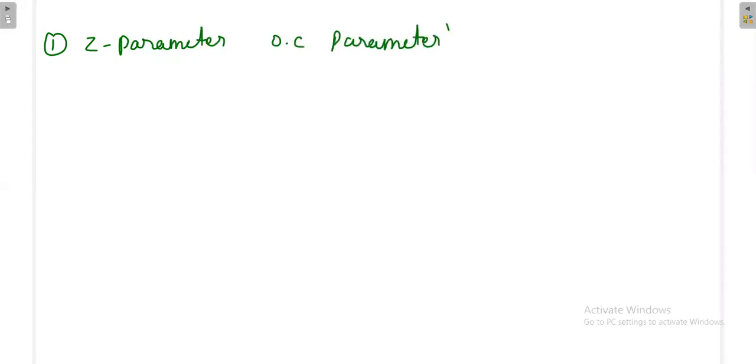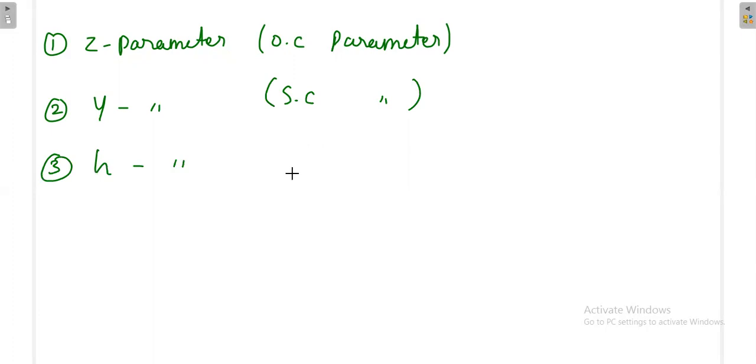Why? Because to calculate the Z parameter, we'll be doing the open circuit, at both the input side and output side. We will be opening the terminal. That's why this is called the open circuit parameter. Again, to calculate the Y parameter, we'll be using the short circuit condition. That's why this is called the short circuit parameter. Again, to find the H parameter, we will be using both open and short. That's why this is called the hybrid parameter.